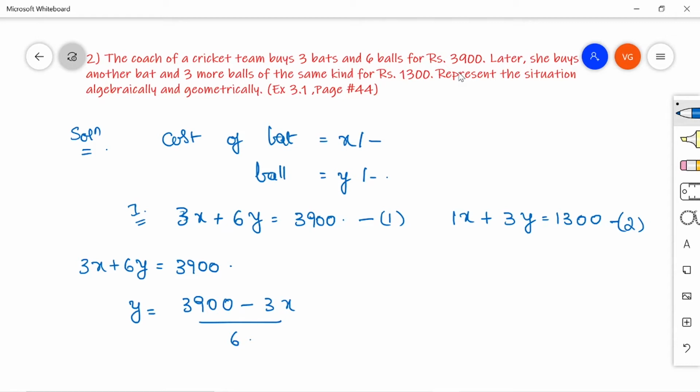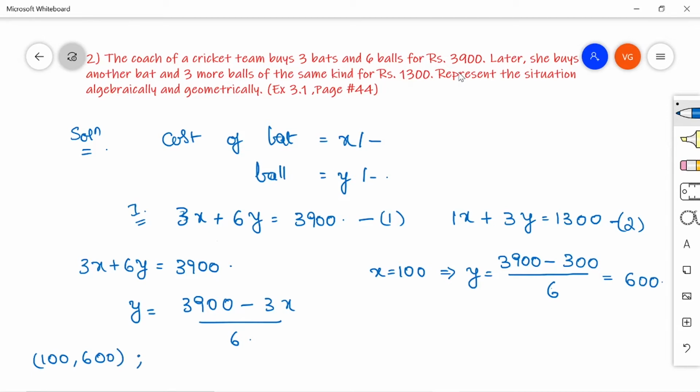So consider here x is equal to 100. Then what will be the y value? Y is equal to, in place of x you just place 100. So (3,900 minus 300) divided by 6. So this is 3,600 divided by 6 gives you 600, right? So the first point here we are getting is (100, 600), right? This is the first point that will satisfy the first equation.